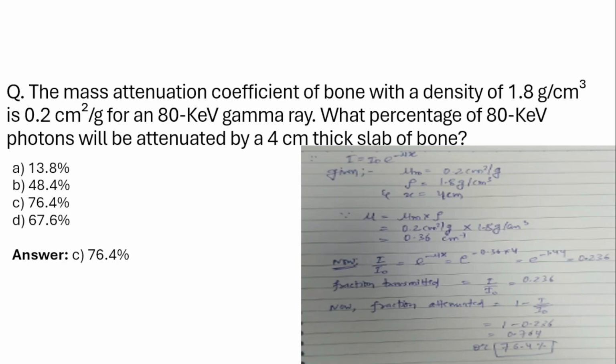By using this, we can get the fraction of transmitted photons. This formula is used to calculate the fraction of transmitted photons or transmitted intensity. If we subtract it from 1, we can get the fraction of attenuated photons, which will come out to be 76.4%.